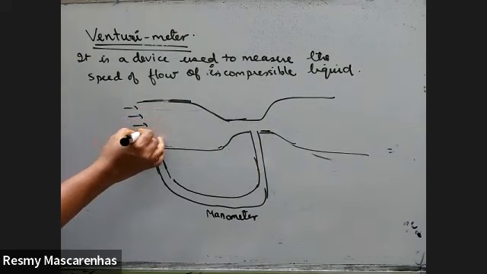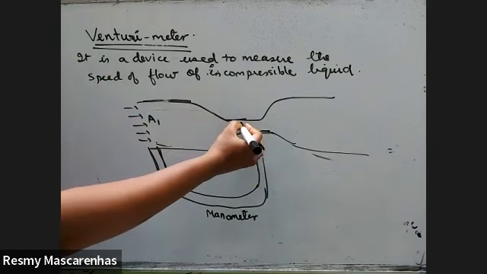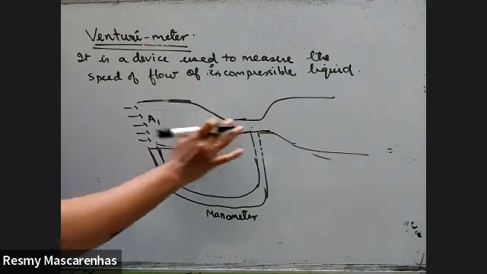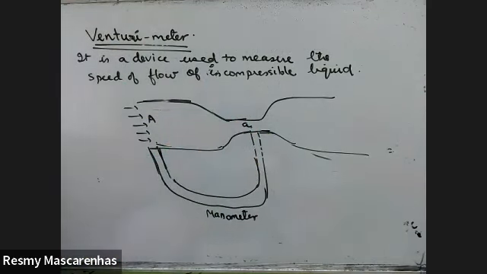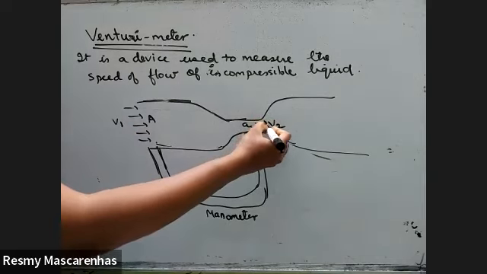There's a fluid. Here the area is A1. The smaller area here is A2. We can consider capital A and small a. Here it is entering with speed V1. Here it is leaving with V2.